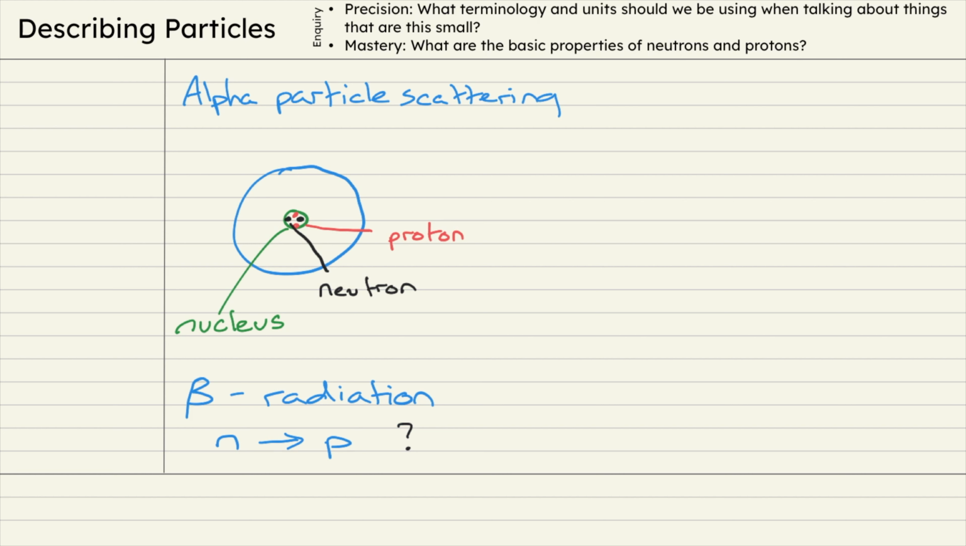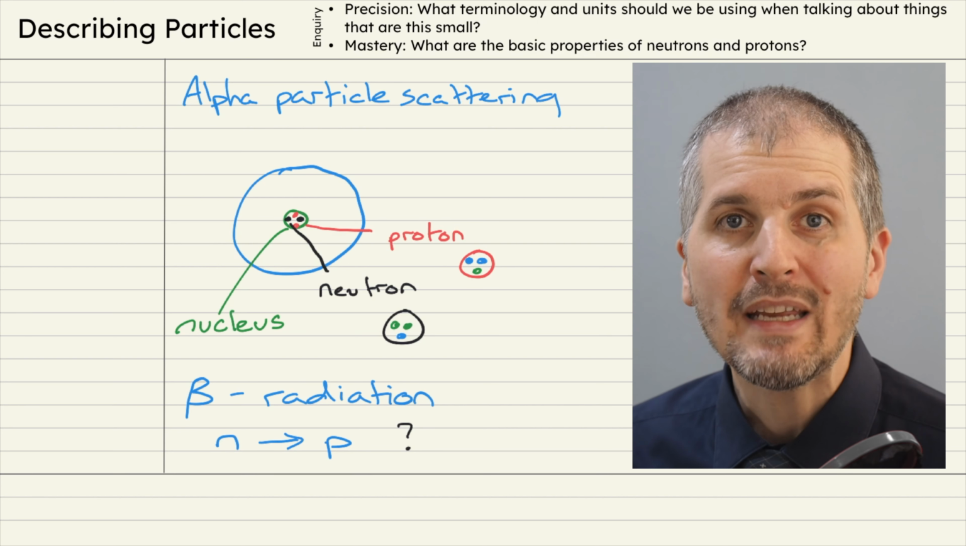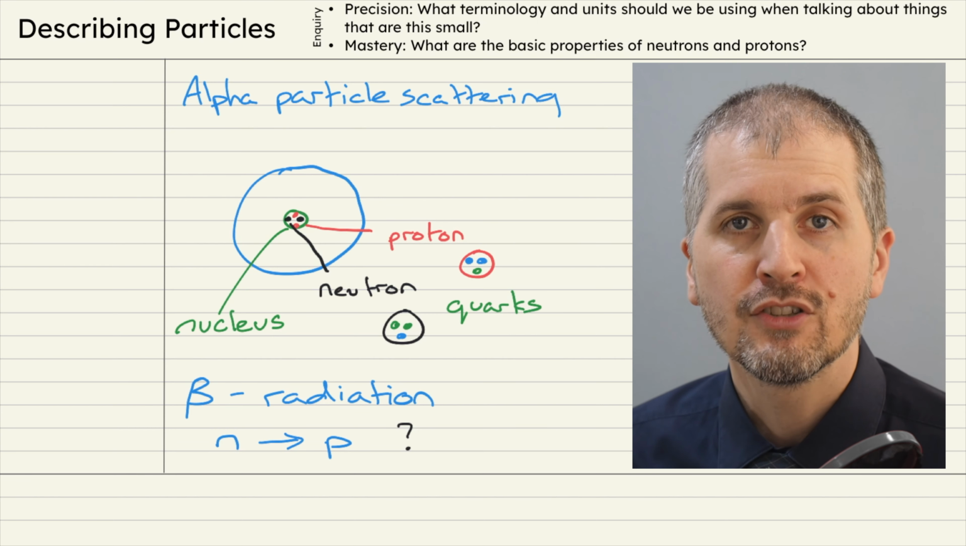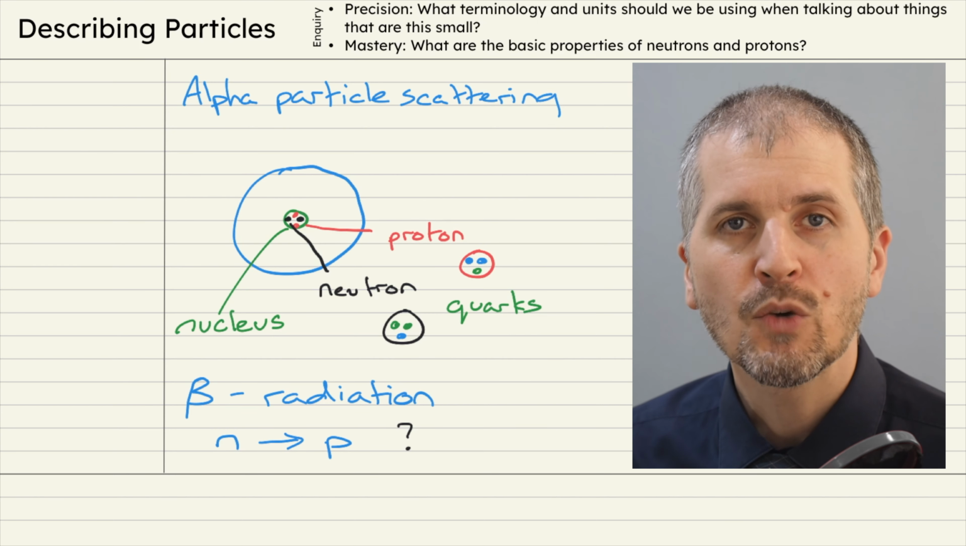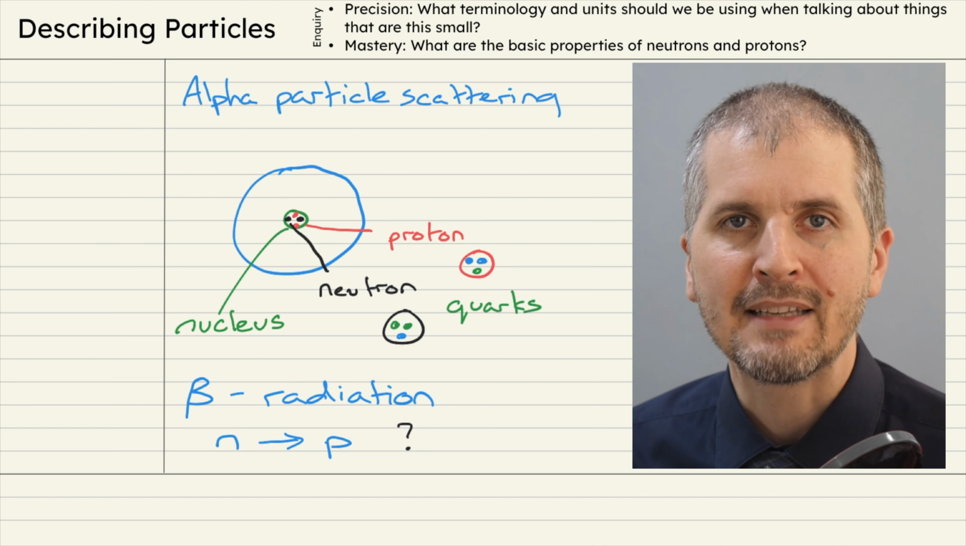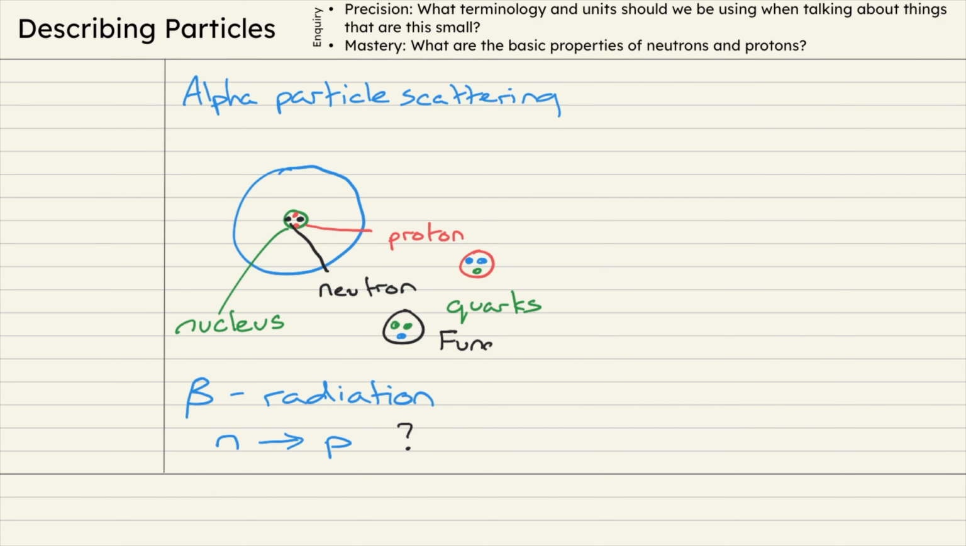Once we could make even bigger, more powerful particle accelerators, we were able to smash our way inside the protons and neutrons, and we found that they were made up of fundamental particles, quarks. At the moment, we don't have a tool powerful enough to look inside the quarks, so we are going to consider them as fundamental particles. We're still going to look into beta radiation in more detail, but we need to look at these nucleons first.